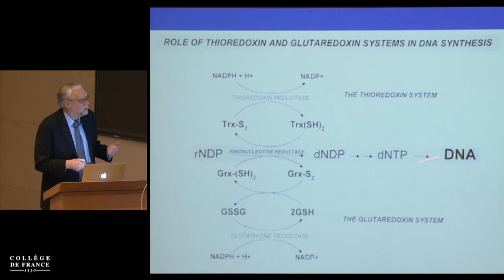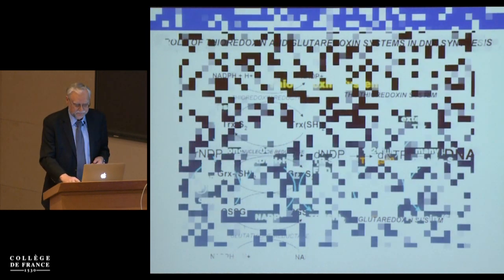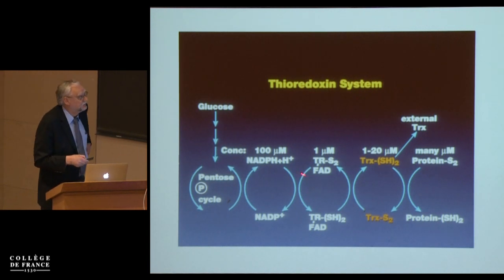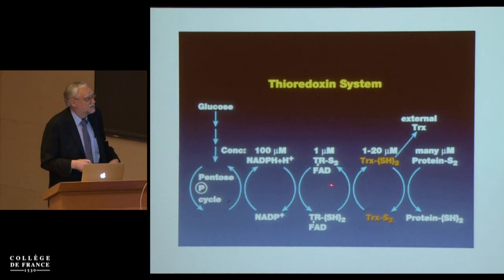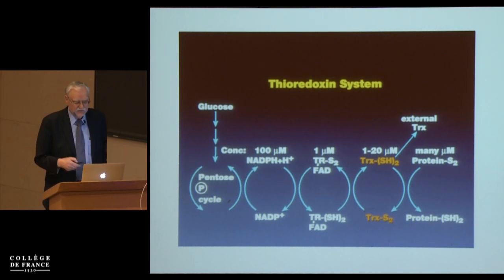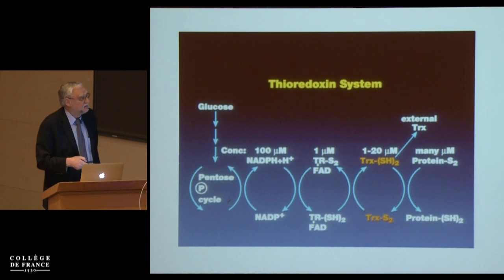So these two systems are involved with ribonucleotide reductase, but also have a number of other functions. Thioredoxin is reduced by thioredoxin reductase via NADPH. And in our cells, this enzyme is a selenoenzyme. It contains selenocysteine. There are 3 different enzymes, one in mitochondria and the thioredoxin in mitochondria, but also in the cytosol. And we are now interested in the cytosol.